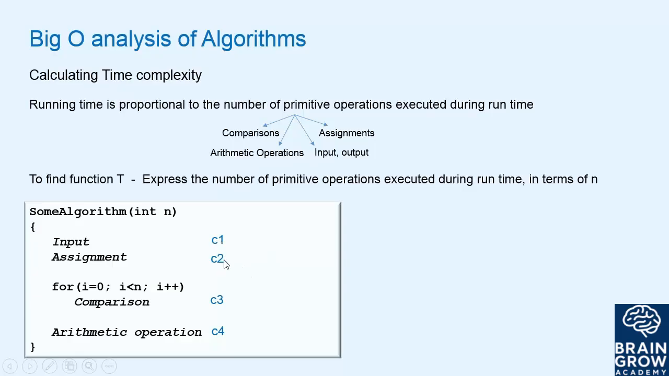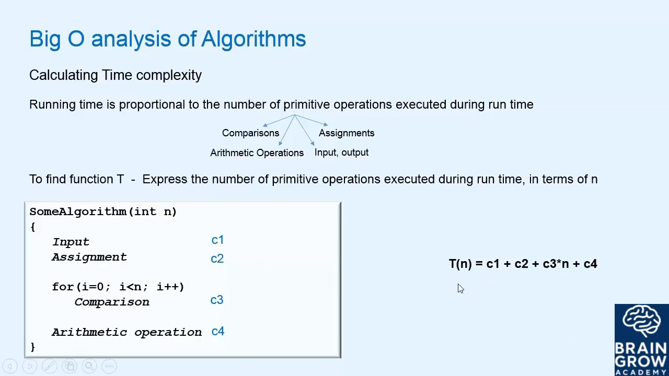This input, assignment, and arithmetic operation are executed only one time. This comparison operation is inside this loop, and this loop iterates n times because this variable i goes from 0 to n minus 1. So there are total n iterations of this loop, and so this comparison operation is executed n times. So the total running time for this algorithm will be C1 plus C2 plus C3 into n plus C4.